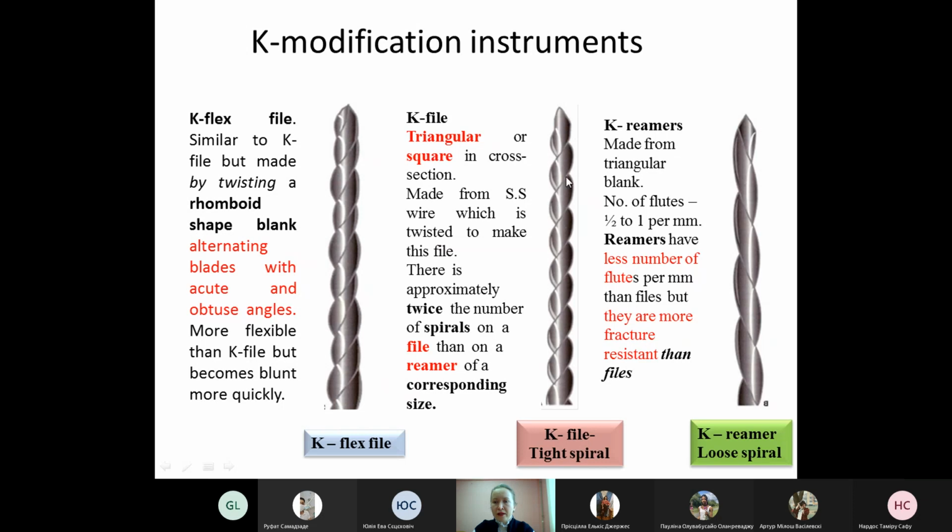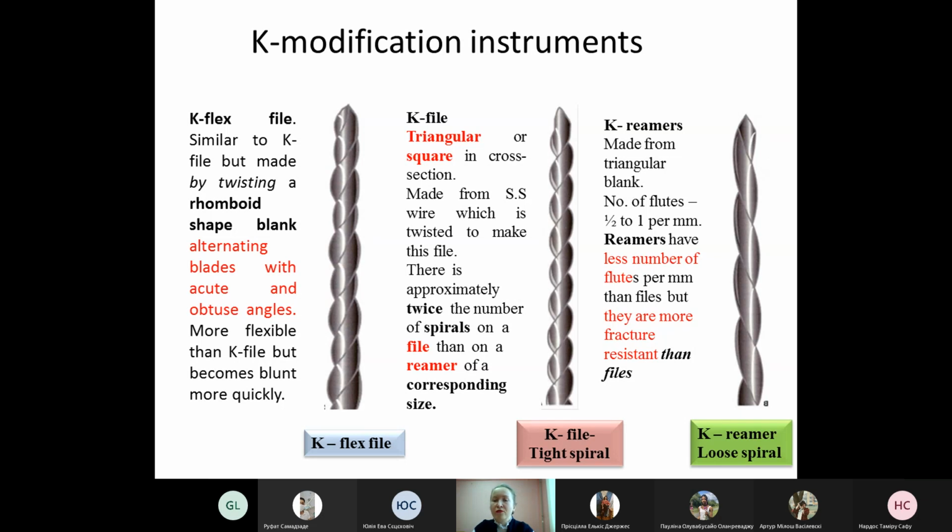K-file has a triangular cross-section, and it is made from stainless steel wire, which is twisted to make this file. This instrument is not flexible, that's why it is susceptible to fracture if it is used with pressure. And about the structure of this instrument, one more thing: there is approximately twice the number of spirals on the file than on the reamer of a corresponding size.